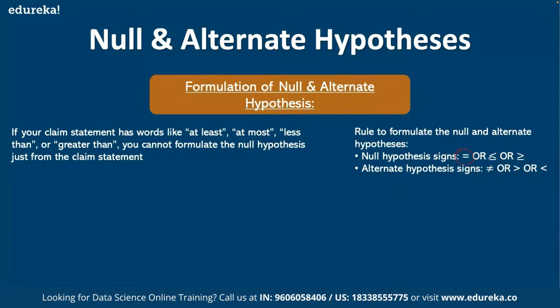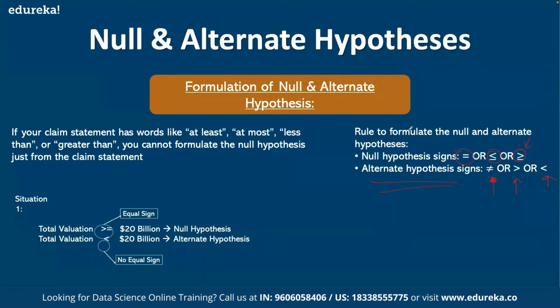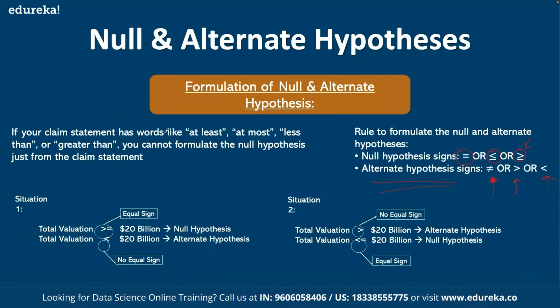These are the ways in which you are going to formulate your null hypothesis, and the alternate hypothesis is the opposite of it. If I'm using equal to, it becomes not equal to. If it is less than or equal to, then it will be greater than. If it is greater than or equal to, then it will be less than. This is how we formulate the null hypothesis and the alternate hypothesis. Once we formulate them, we will go ahead and perform the testing. In this example, I have made use of the greater than or equal to sign, hence in my alternate hypothesis I've got less than. That's the overall way in which we formulate the null and the alternate hypothesis.